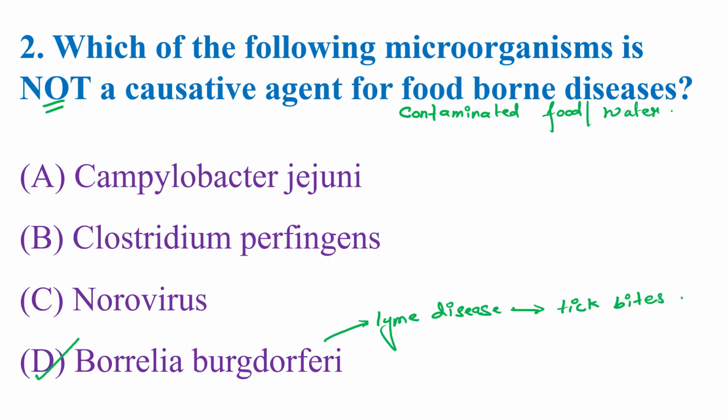Whereas the other options, that is Campylobacter jejuni, is caused by contaminated foods like raw poultry or unpasteurized milk. Clostridium botulinum or perfringens is because of meat, poultry or pre-cooked foods. Norovirus is because of contaminated water, shellfish or ready to eat foods. So over here my correct option is D, that is Borrelia burgdorferi.